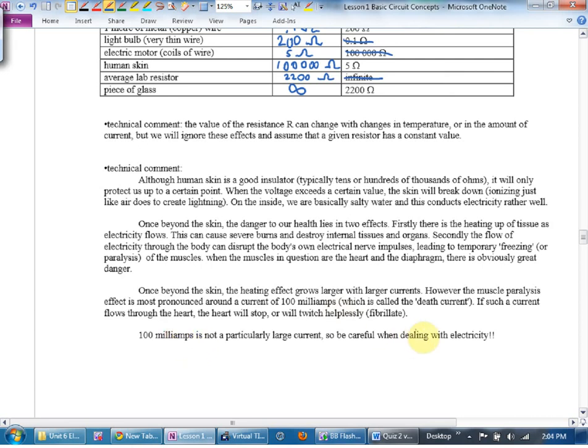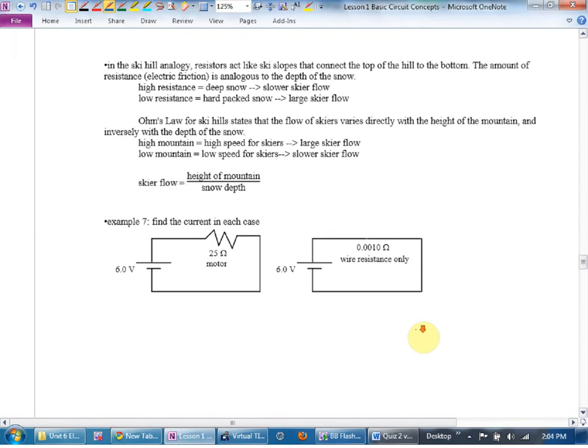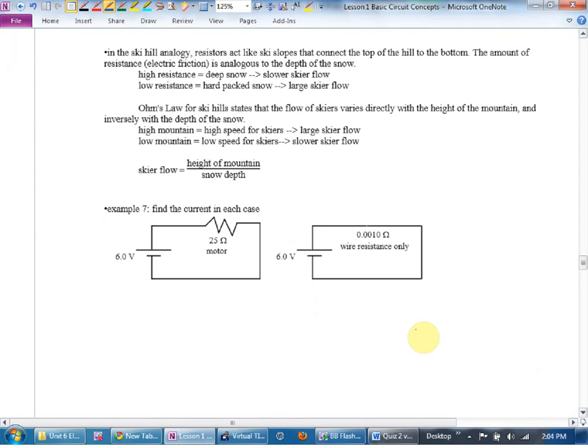In our ski hill analogy, resistors act like ski slopes that connect the top of the hill to the bottom. The amount of resistance, electric friction, is sort of like how much powder there is. If there's lots of powder, you can't ski very fast. Maybe good skiing, but you can't ski very fast. If there's barely any powder, it's icy conditions, and although the skiing sucks, you can go fast. Low resistance means more current. High resistance means less current.